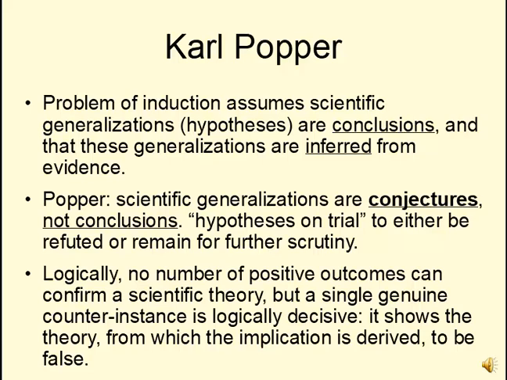So every scientific hypothesis is always something that we are looking at with a critical eye, and we are doing our best to show any example that we can in which this theory does not hold true. Because logically, no number of positive outcomes, no number of correct instances can confirm a scientific theory. But a single genuine counter instance, he says, is logically decisive, shows that the theory from which the implication is derived is false, right?